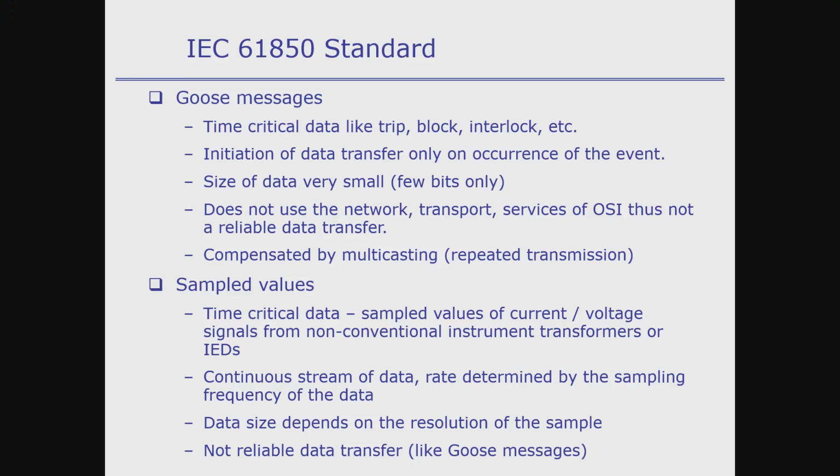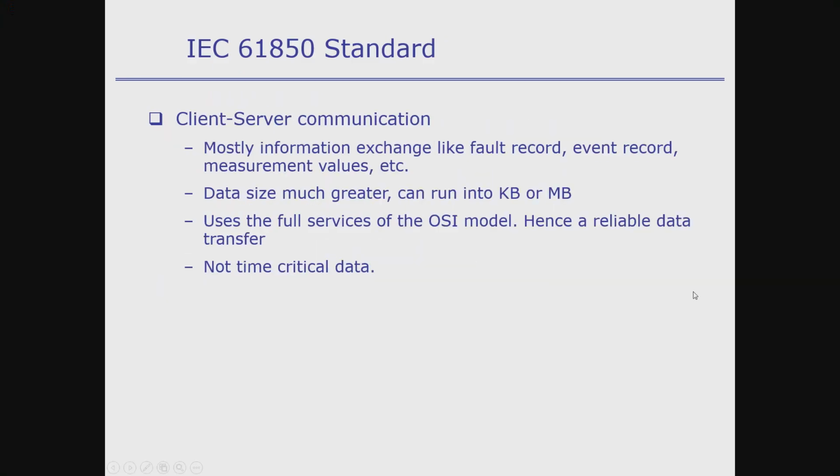And it's not reliable data transfer, right? Because you can't go through all those layers, just like the GOOSE. And here you can't even do multicasting, right? So what you have to do is deal with it in your algorithms, right? And then the third one we talked about is client server. Its data size is much larger, and you use the full services of the OSI model, right? So it's not time critical, right? So those are the three communication services that we use.